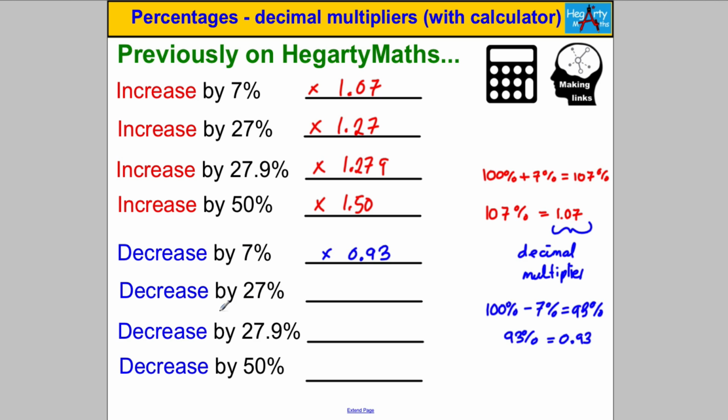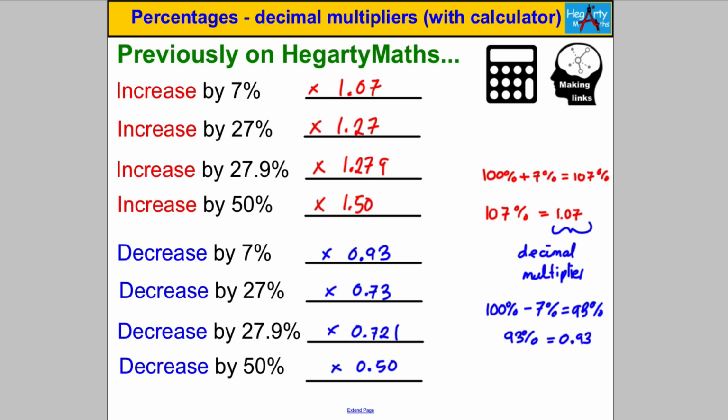To decrease by 27%, 100 subtract 27 is equal to 73%. So you would multiply by 0.73. And what about 27.9%? Well, 100 take away 27 is 73. Take away another 0.9 would be 72.1. So you would multiply by 0.721. And lastly, decrease by 50%. 100 subtract 50% is 50%, which as a decimal is 0.50. So it's crucial, if you're in an increase question, you're thinking 100 plus the percentage number, and then you're trying to think what decimal multiplier will do that calculation for me.